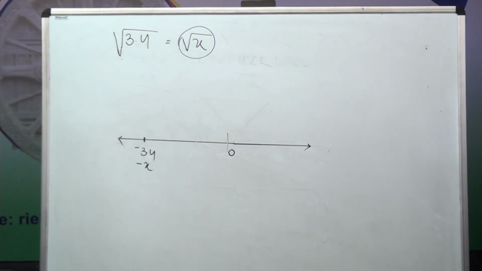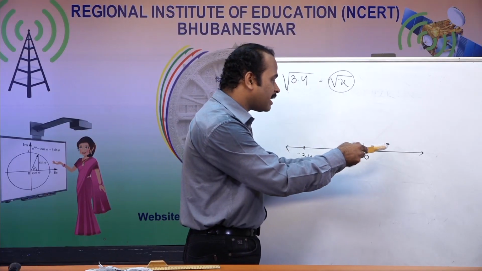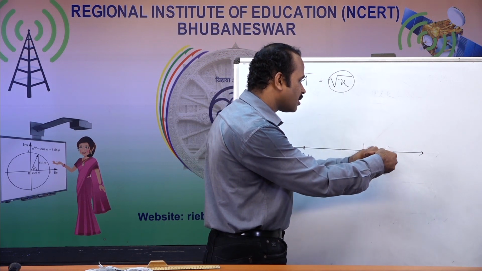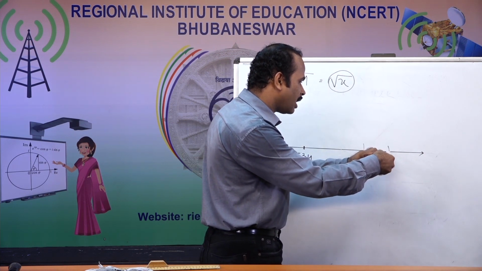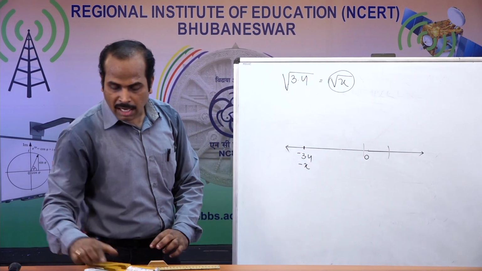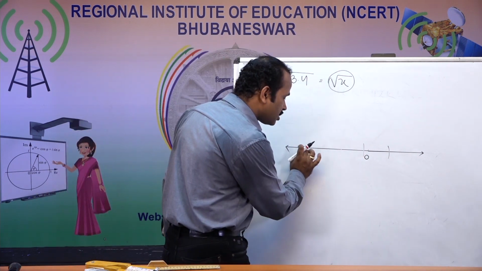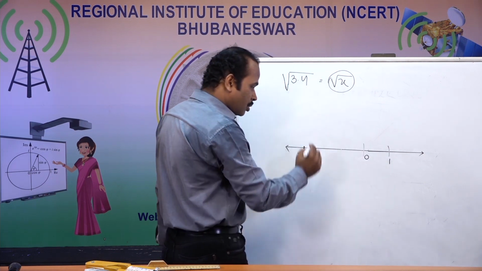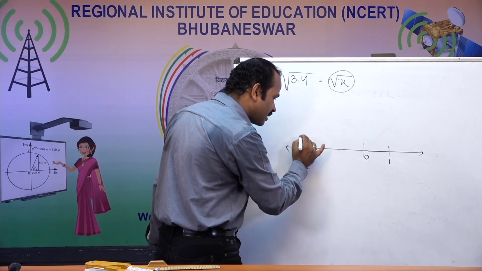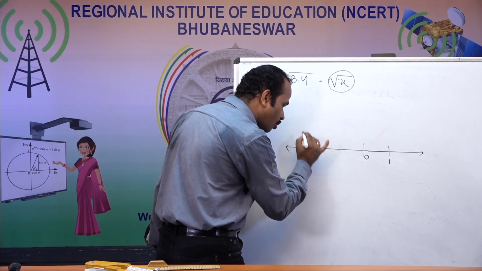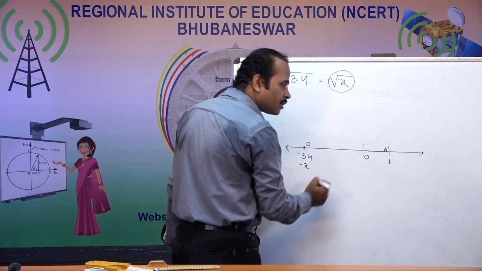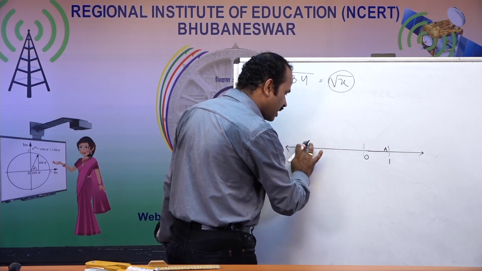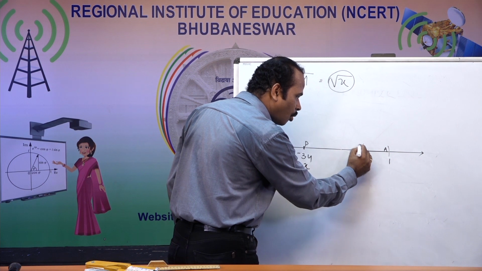From 0, let us take 1 unit towards the right. This is minus 3.4, this is 0, and this point is 1. Let me name these points: this point is P, this is O, and this is A.